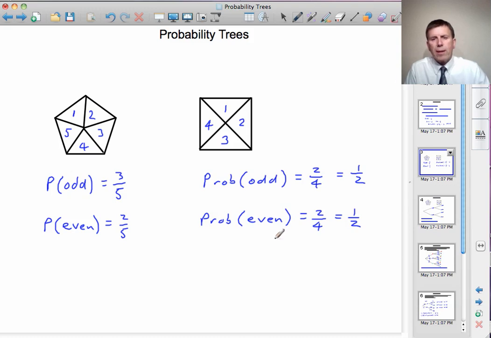Moving on to the square, the probability of getting an odd here is 2 chances out of 4, the 1 and the 3, and that cancels to a half. And likewise, the probability of getting an even number is a half. And we're going to use that on our first example of a probability tree.